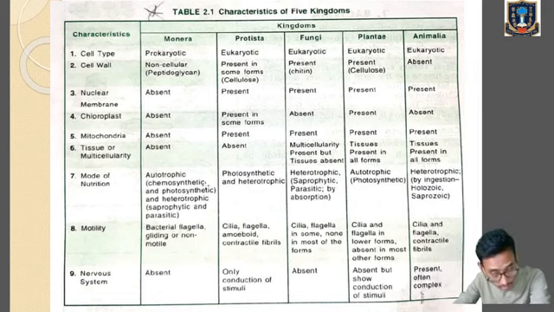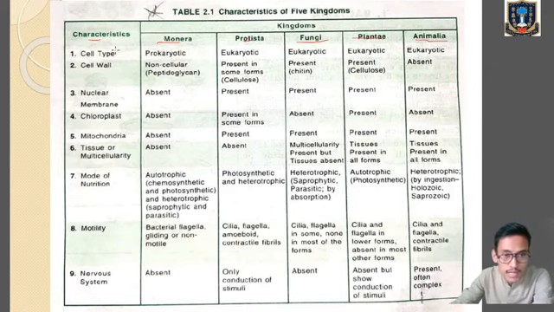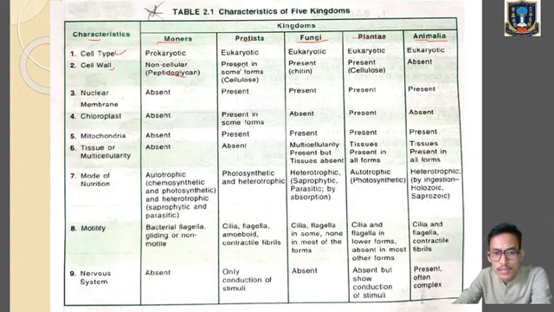Next one, we'll see the characteristics of five kingdoms from your textbook. Kindly go through page number 7, 2.7, table number 2.1. You can see this particular table: characteristics of kingdom Monera, Protista, Fungi, Plantae, and Animalia. Cell type: Monera is prokaryotic; Protista, Fungi, Plantae, Animalia are eukaryotic. Cell wall in case of Monera is composed of peptidoglycans, Protista cellulose, fungi chitin, plant cell cellulose, and in animal cells it is absent.